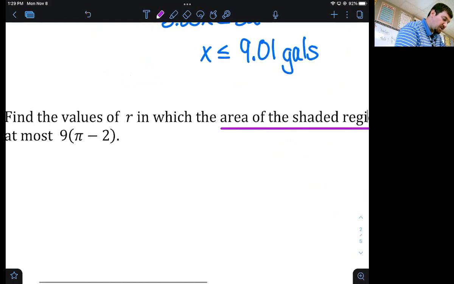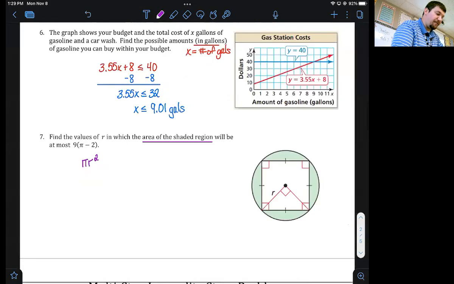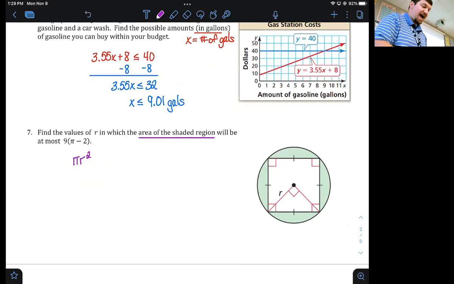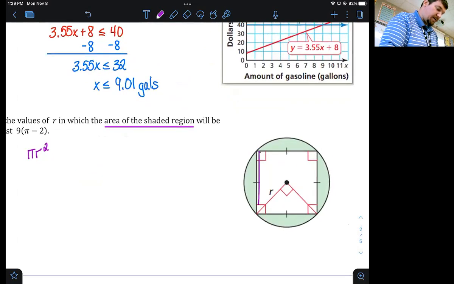Yeah. So pi r squared is going to represent the area of the entire circle. Now we're going to subtract out the area of the square. To find the area of a square, I have to know one of the sides of the square. Therein lies the problem. I don't know the sides of the square. But wait, Jacoby? They are the same. I just don't know them.